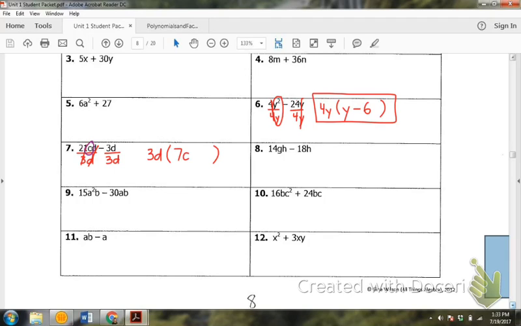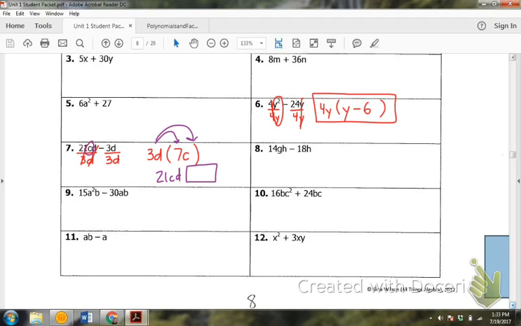And remember it said to check by redistributing? So what happens when I distribute this? 3d times 7c, well that gives me 21cd. But how am I supposed to get my minus 3d? Because there's nothing else to distribute to, because we said it was 0. Because you have to move it over to the other side? There's nothing on the other side.